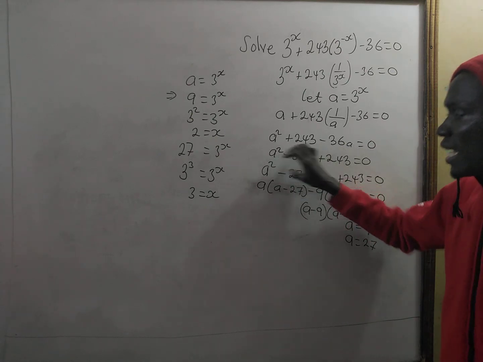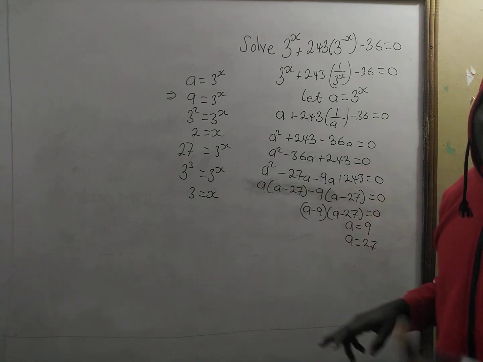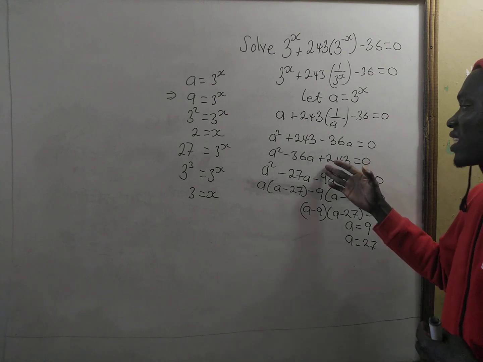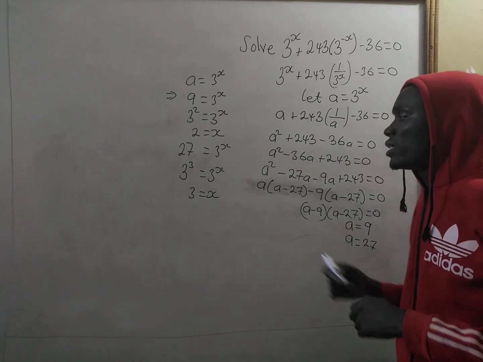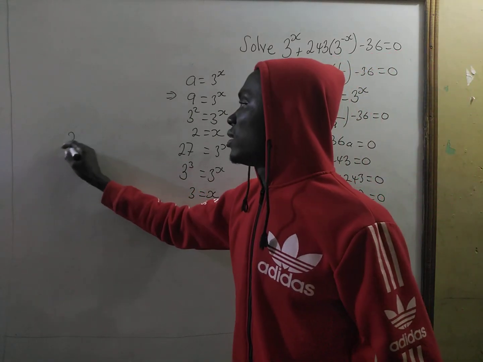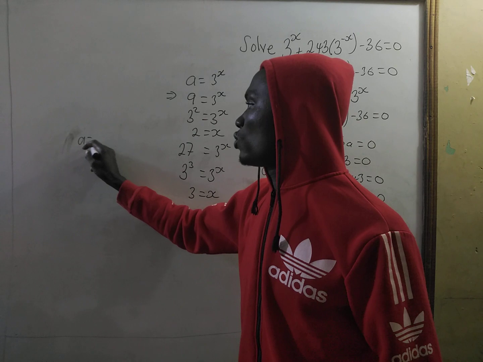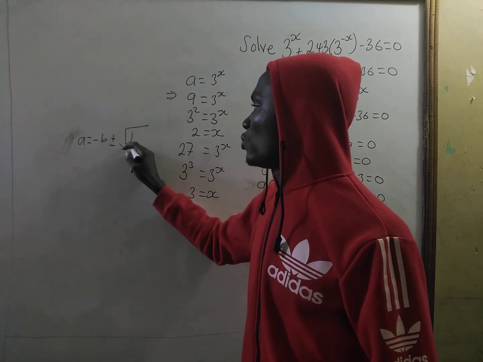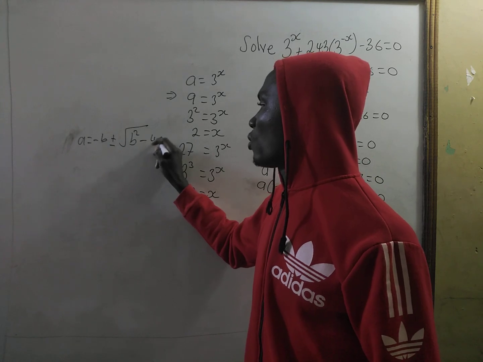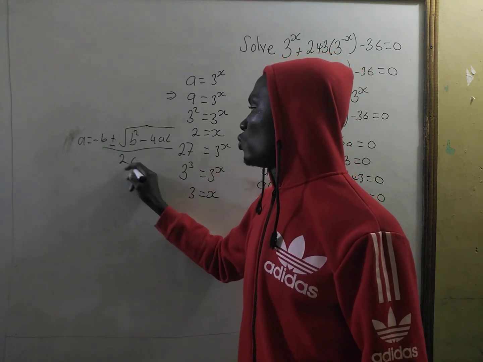When I reached here, I said that we are to solve for a. We are not to factorize. But if you can factorize, just factorize as I've done. But if you cannot factorize, just use the quadratic formula. Here we are solving for a, so we have a equal to negative b plus or minus the square root of b squared minus 4ac, all divided by 2a.